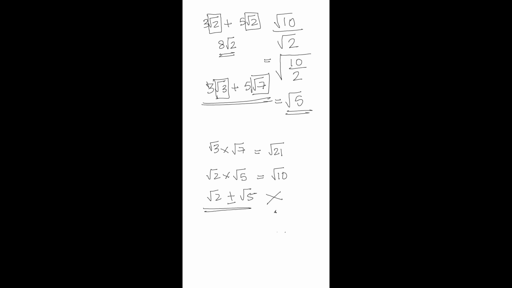So in addition subtraction, the surds have to be same. In multiplication division, surds अलग अलग रहे तो भी possible हो जाता है. Chalo, let us now proceed further. This was sufficient enough for us to understand about the surds and as well as rationalizing the denominator.